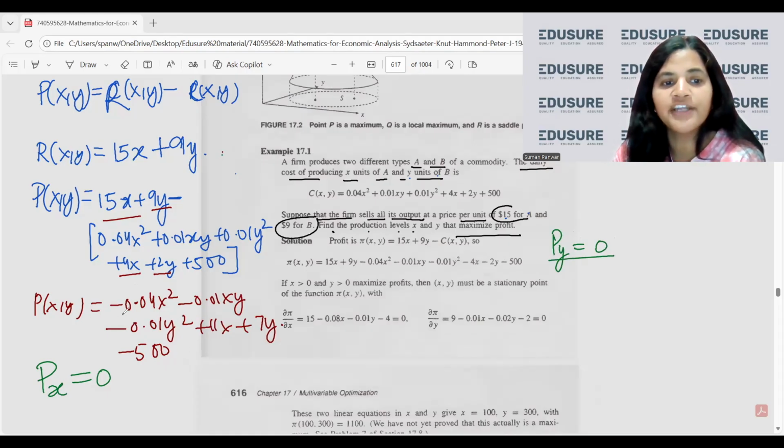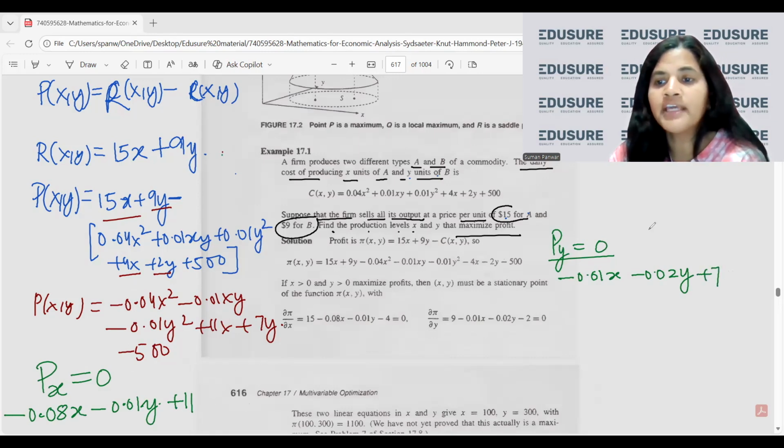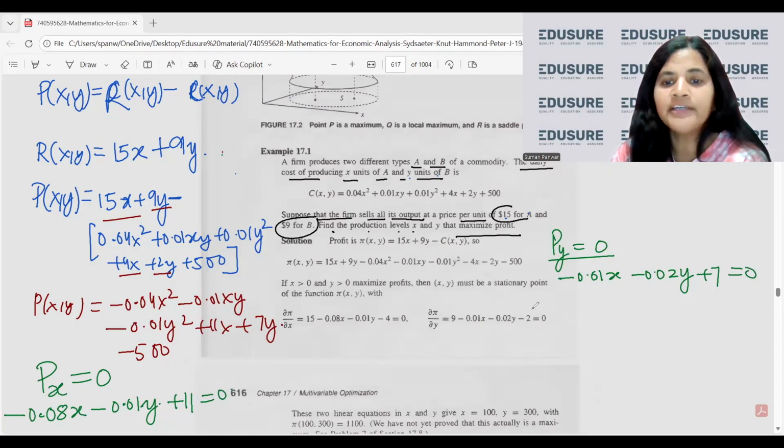So let us calculate the partial derivative with respect to x. That is minus 0.08x minus 0.01y plus 11. And if you look at the partial derivative with respect to y, it will be minus 0.01x minus 0.02y plus 7. I want both of these to be 0, so I'll be getting simultaneous equations.